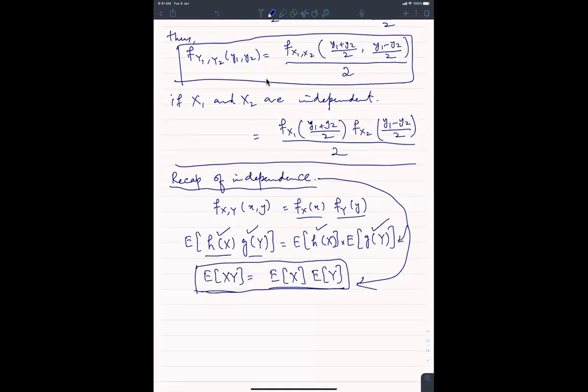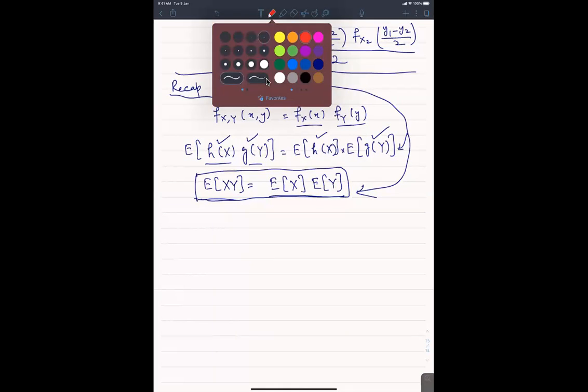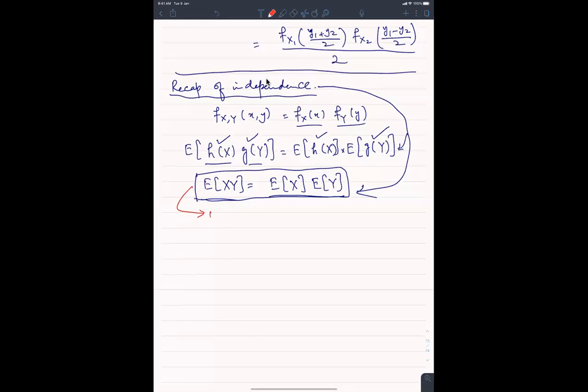Now, this is when they are independent. By the way, if this expression is true, not necessarily independent, this does not imply independence.